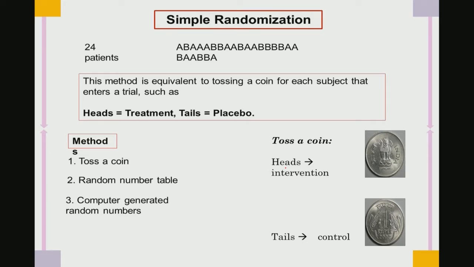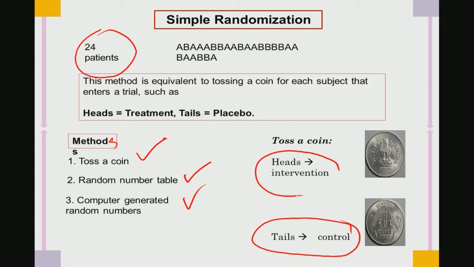For sample randomization, for example, 24 patients are there in a simple clinical study, and these 24 patients are assigned like A, B, A, B, B or something like that. It's basically like when you toss a coin, you have equal probability that it will be either head or tail. So, head is treatment, tail is placebo. The methods mentioned here are: you toss a coin, use a random number table, or computer-generated random numbers. So, tails is control or placebo and heads is the intervention.